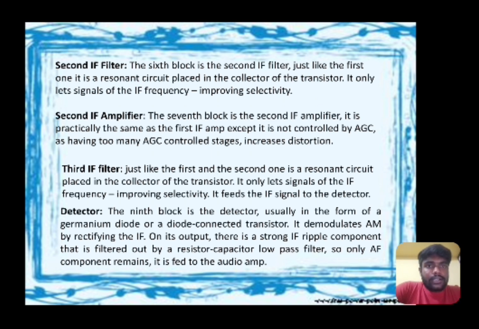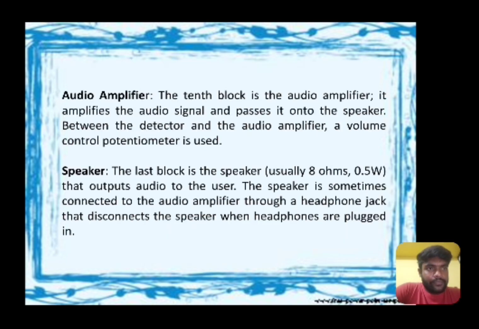The ninth block is the detector. It is usually in the form of a germanium diode or a diode-connected transistor. It demodulates the AM by rectifying the IF. In its output there is a strong IF ripple component that is filtered out by a resistor-capacitor low pass filter, so only the AF component remains. It is fed to the audio amplifier.